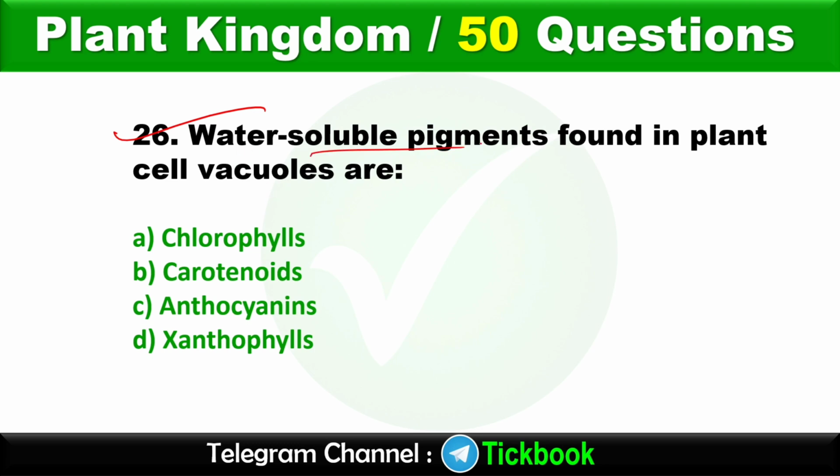26. Water soluble pigments found in plant cell vacuoles are dash. Option number C is the right answer, anthocyanins.